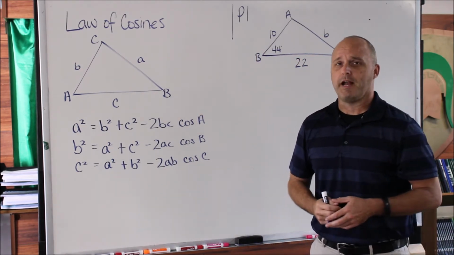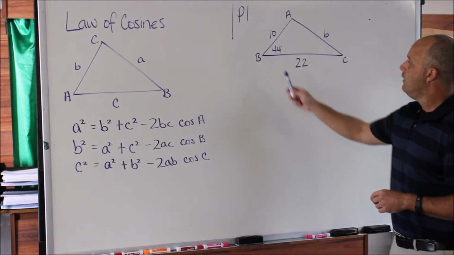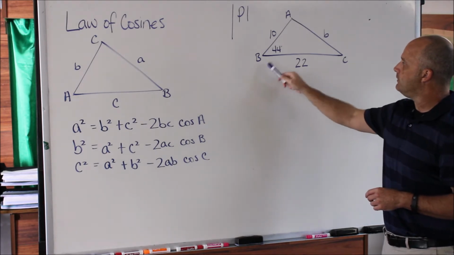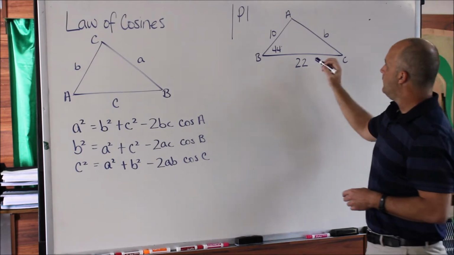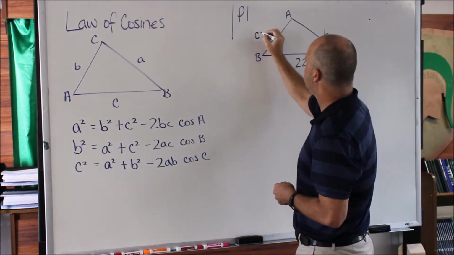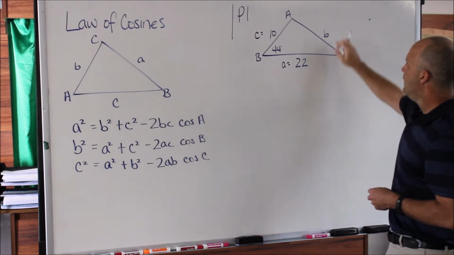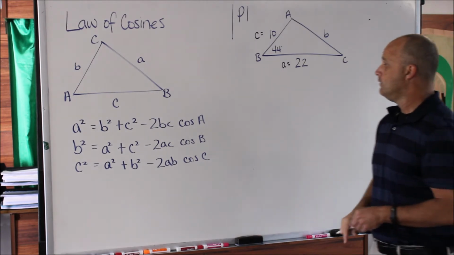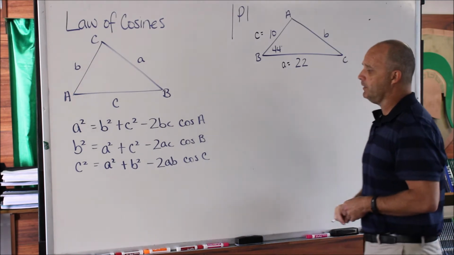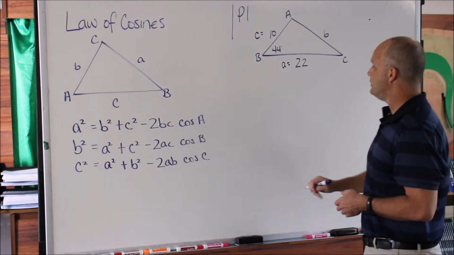Again, probably a lot easier to understand once we do an example of it. In this case, we're given the angle B is 44 degrees. Then we're given side C is 10, so I'm going to put this in as C equals 10. And side A is equal to 22. Now we're looking for side B. So we go back over here: B squared equals A squared plus C squared minus 2AC times the cosine of B. And we're going to plug all of that information in.